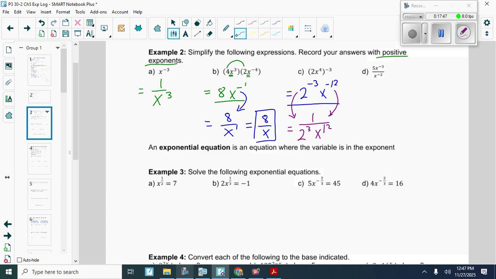Now guys, what's 2 to the power of 3? I don't want you to keep it in this form. I actually want you to give me the number.